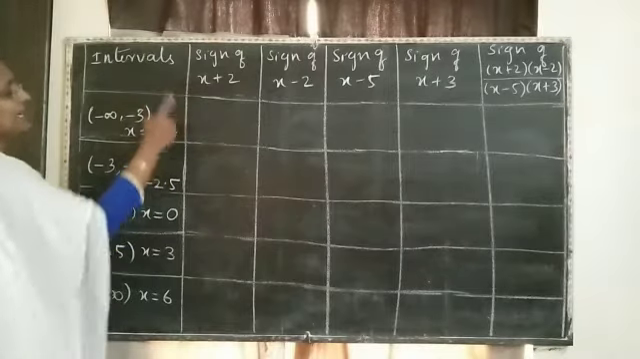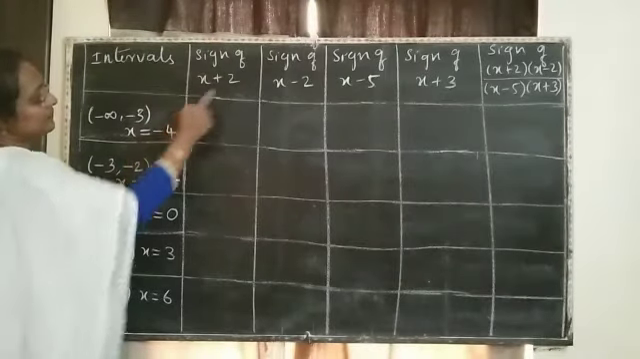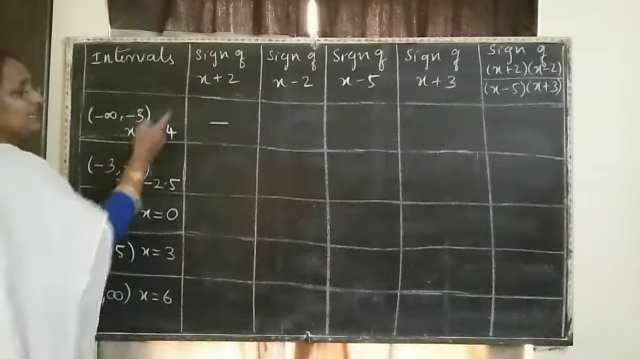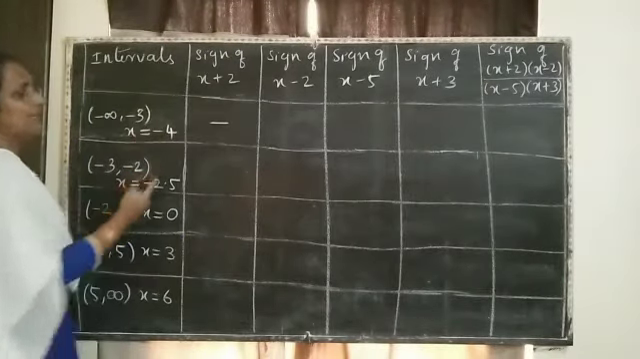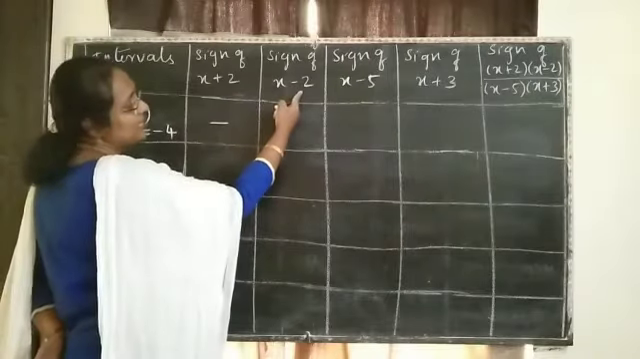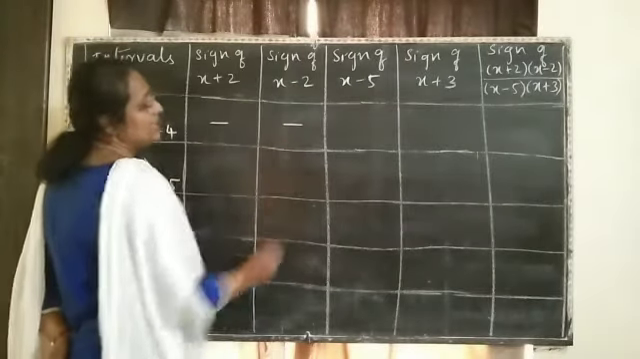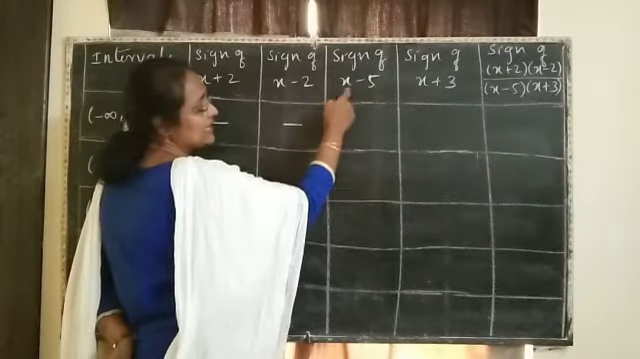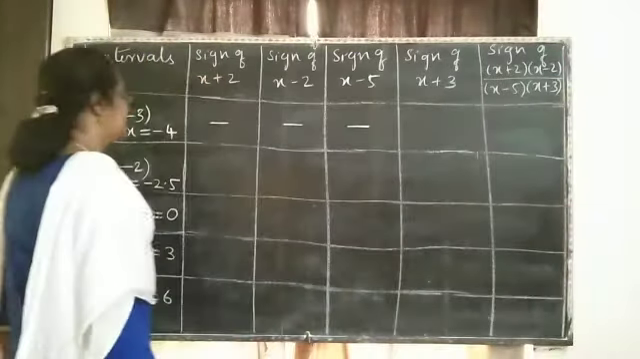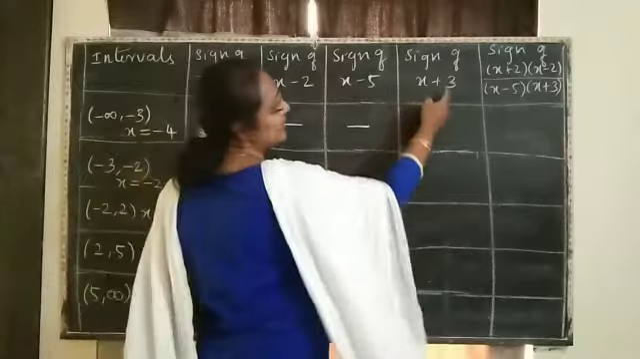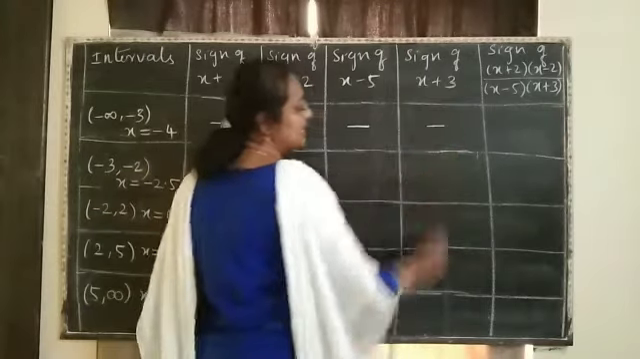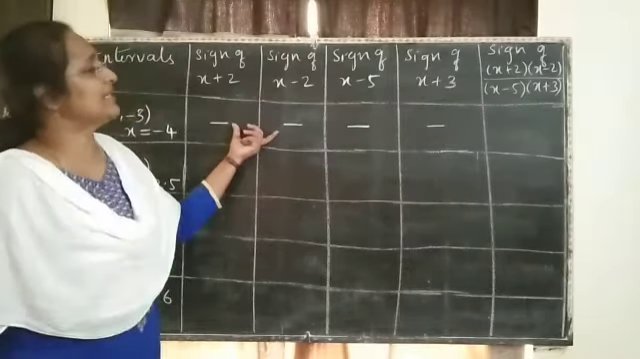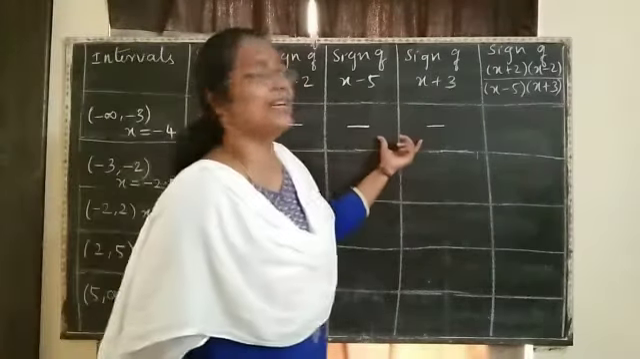Now the sign of x plus 2 at minus 4: minus 4 plus 2 gives minus 2, so the sign is minus. Yes or no? Minus 4 minus 2 gives minus 6, again negative. Minus 4 minus 5 is minus 9, again negative. Minus 4 plus 3 gives minus 1, again negative. Now look into this: these two are numerator signs and these two are denominator signs.